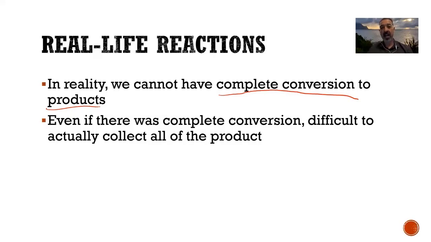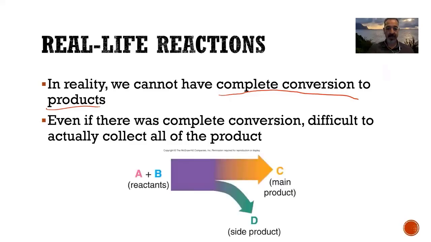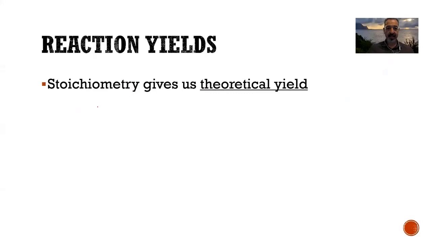I mean, you guys have enough lab experience to see that even when you follow a protocol or a recipe, it doesn't always turn out perfect, right? There's not always complete conversions. In fact, it's always difficult to get the theoretical yield, right? So what we're going to do is figure out through stoichiometry what the theoretical yield is.